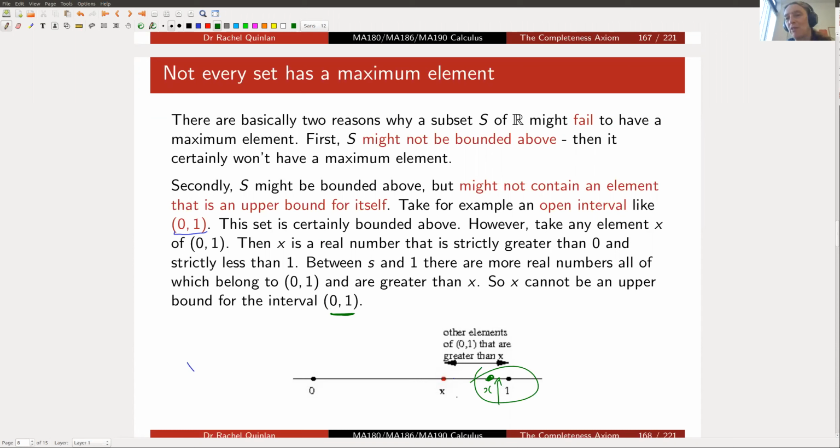No matter how close to 1 it is, you can zoom in, and there's a gap between it and 1. So to the right of it, there are more elements that still belong to the interval. And if you pick one of those and zoom in again, you can do the same thing. So there's no maximum element. This interval doesn't have a maximum element, although it is bounded. It's a very nice set in many ways. It's a connected piece of the real number line. It's just an interval of length 1, but it doesn't have a greatest element.